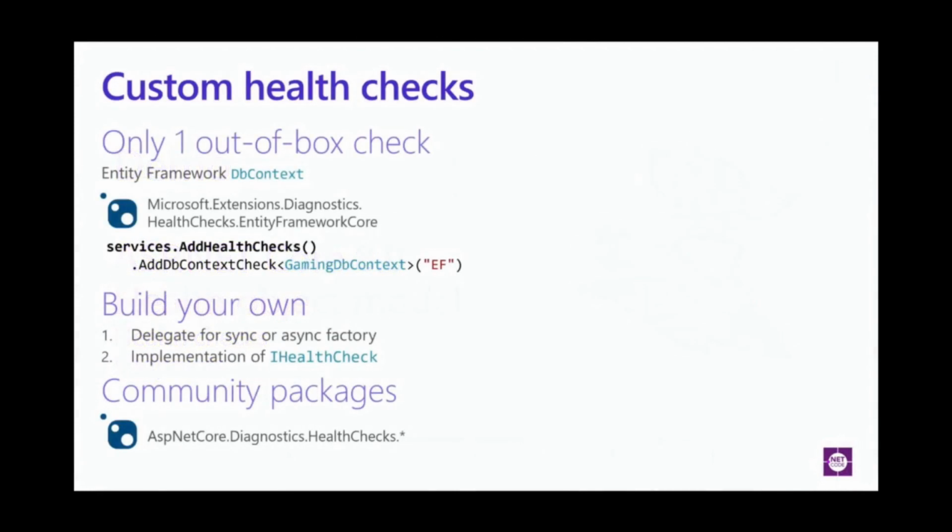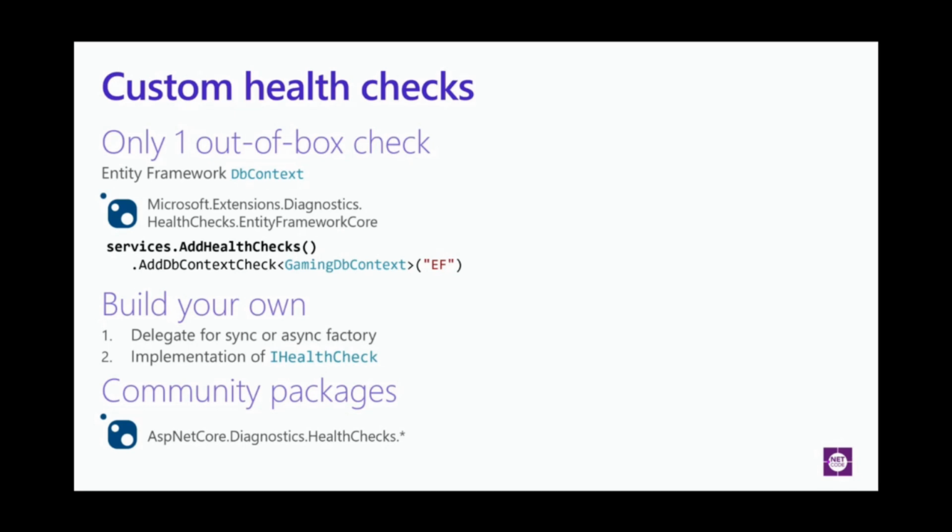All right. So getting back to what we just saw, I already mentioned that there's only one thing for Entity Framework Core that's out of the box, where you can use the DbContext that has a connection string underneath, so you don't have to specify the connection string. That's nice and easy to check. But you can also build your own.